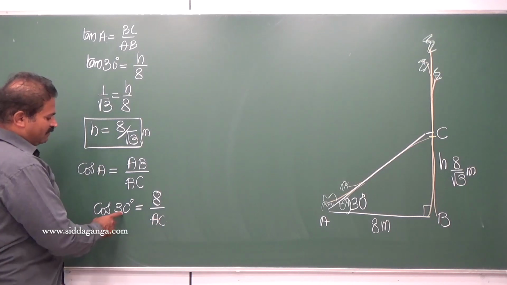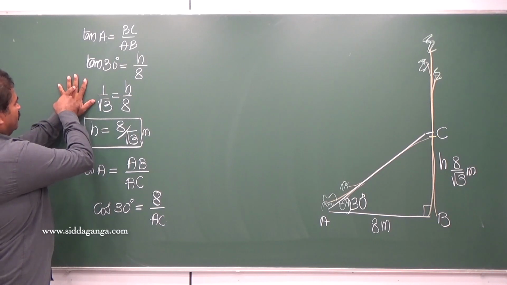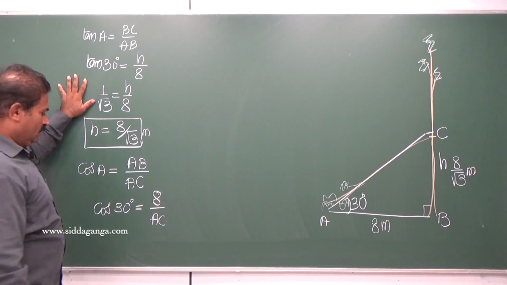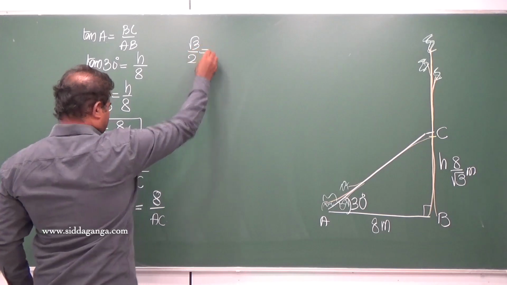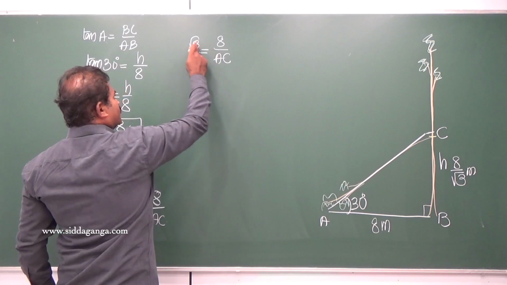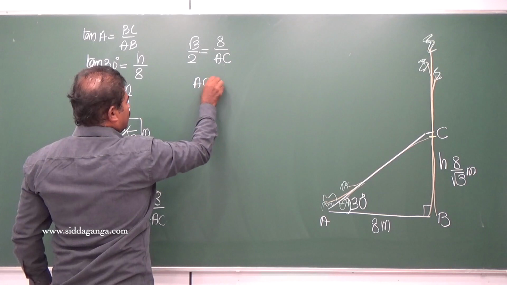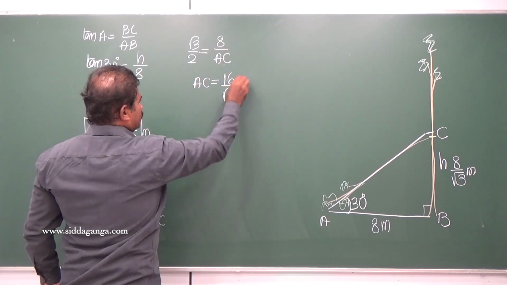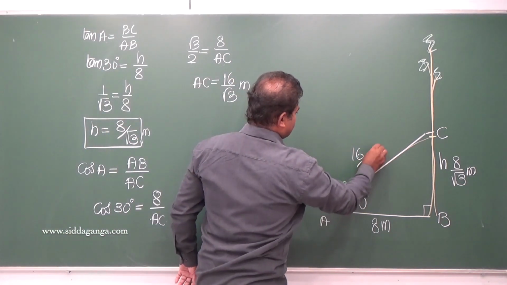Now what is the value of cos 30? So cos 30, this 30 degree. For cos, there are 3 fingers left on the left side, so that must be root 3 by 2. So this is root 3 by 2, which is equal to 8 by AC. So what you can do, you can shift AC here, 2 there and root 3 here. So the AC value is equal to 8 into 2, which is 16, divided by root 3. So this is AC, 16 by root 3 meters.